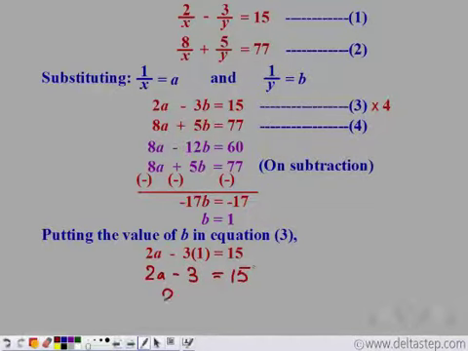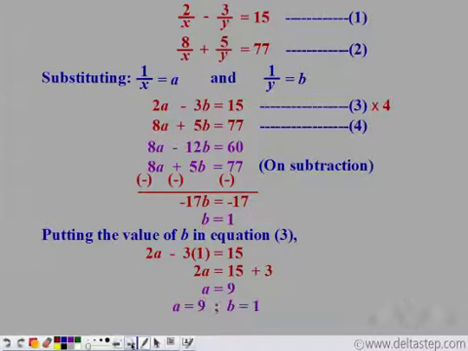Or 2a is equal to 18. We take negative 3 to the right hand side, so it becomes plus 3. Or a is equal to 18 by 2. That is 9. So we get a is equal to 9. So b is 1, a is 9. This is the solution of this pair of linear equations. So we have got the value of a and b.